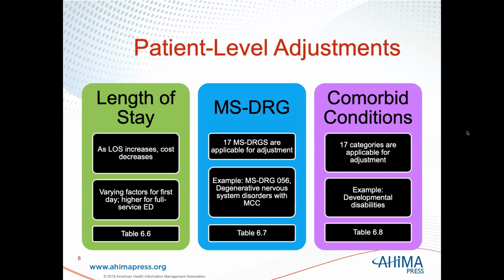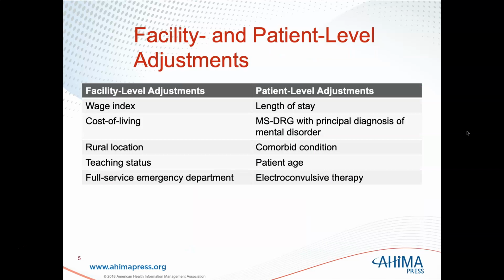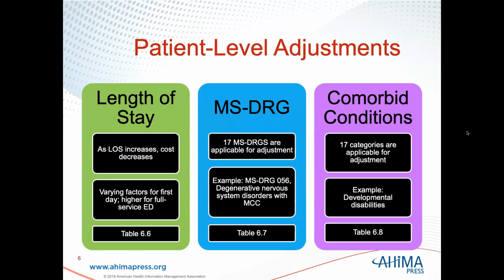All right, so length of stay, MSDRG, comorbid conditions, these are all patient level adjustments. In terms of length of stay, as it increases, costs decrease. Varying factors for the first day, higher for full ED service. So going back to this, if the patient came in through a full service emergency department at a teaching hospital in a rural location, they will be paid more. These are adjustments. Versus if someone just came in, they're not in a rural location, there is no teaching status, and they didn't come through an ED.